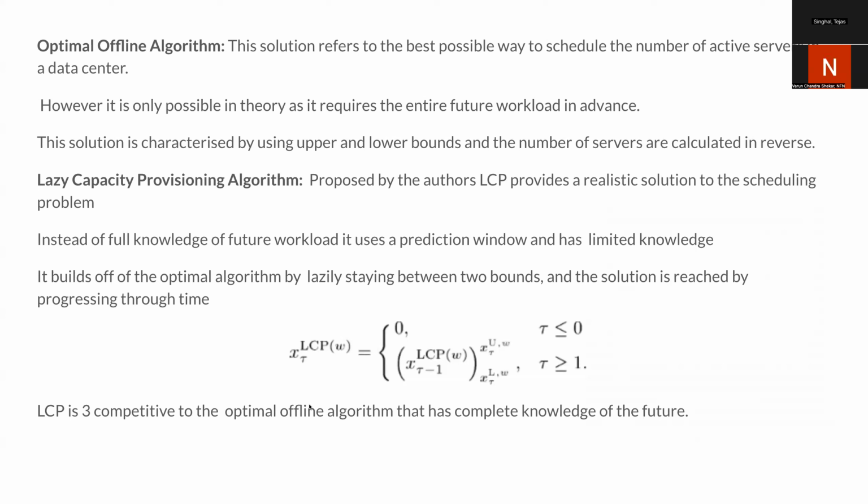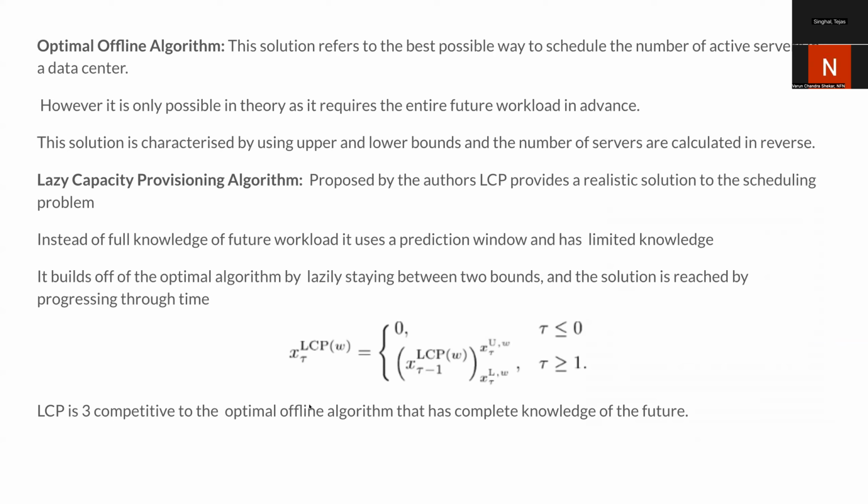This solution is characterized by using upper and lower bounds, and the number of servers are calculated in reverse. What this means is that the key takeaway of the solution is that it is lazy in reverse. This means that the servers are changed only when it's absolutely necessary, and it usually stays constant between the upper and lower bound.